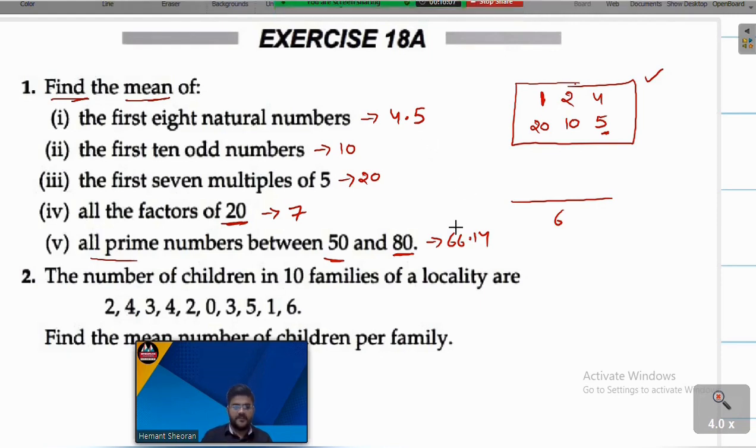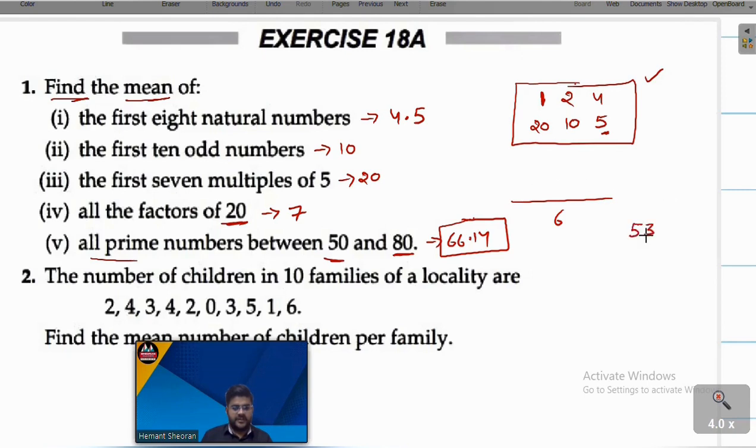What did you get? I think I solved for median. Okay. What are the prime numbers that you have put in? Maybe you missed out something. 53, 57, 59. 57 is not a prime number. It's divisible by 3.